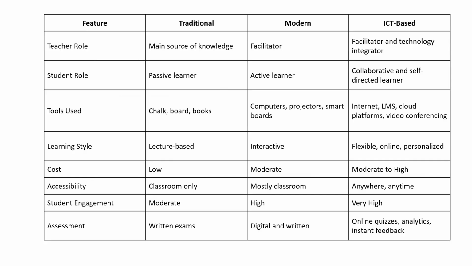So here: traditional, modern, and ICT based. Teacher role: in traditional, the main source of knowledge; in ICT, facilitator and technology integrator. What is the student role? Traditional, passive learner; modern, active learner; ICT, collaborative and group discussion, self-directed learner. What are the tools? In traditional we are using chalkboard and books.